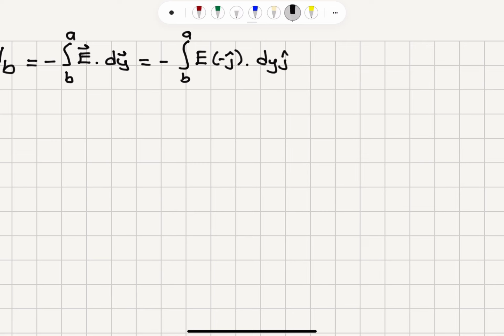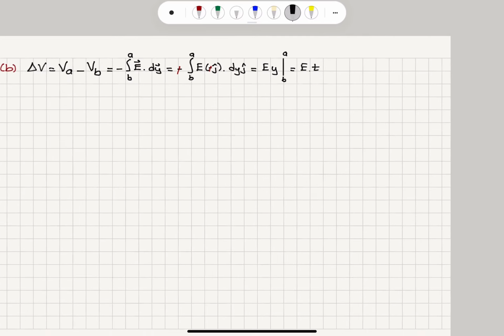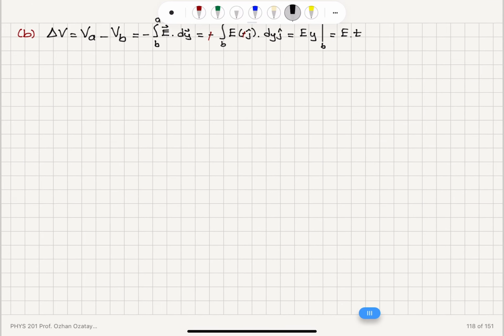So that gives me E dy, the integral of dy, because I have a minus sign and minus sign here, these minus signs will become plus. J hat dot j hat is 1, so E dy gives me E times y when I evaluate the integral, evaluated between B and A. This is basically equal to E times the thickness of the cell wall, E times T.